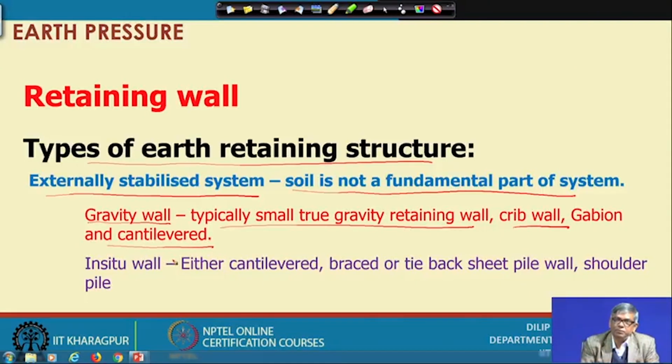Gravity wall means its stability depends on its weight only. So, it will be a huge mass. Typically a gravity retaining wall will be something like this. It is huge, and then the retained soil will be here. So, this is typically a gravity retaining wall, and then there is a crib wall.